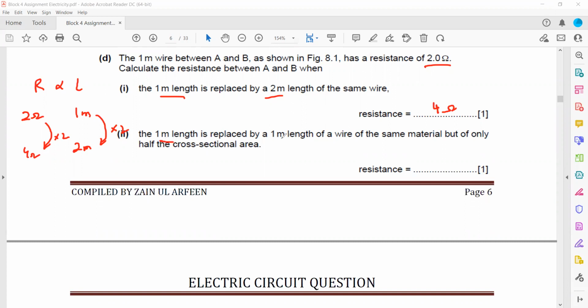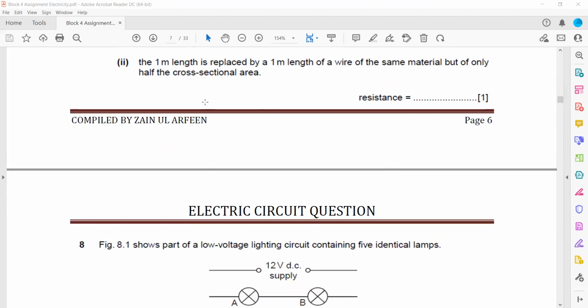Then the 1 meter wire is replaced by 1 meter of the same material but half the cross sectional area. What is the relation between resistance and cross sectional area? They are inversely proportional. If we decrease the cross sectional area, the resistance will increase. If the cross sectional area is half, it means it is divided by 2, so the resistance will be multiplied by 2. Originally it was 2 ohm, so 2 multiplied by 2, the new resistance will be 4 ohm as well. So as you decrease the cross sectional area, resistance increases. As you increase the length, the resistance also increases. With length, resistance is directly proportional, and with area, it is inversely proportional.